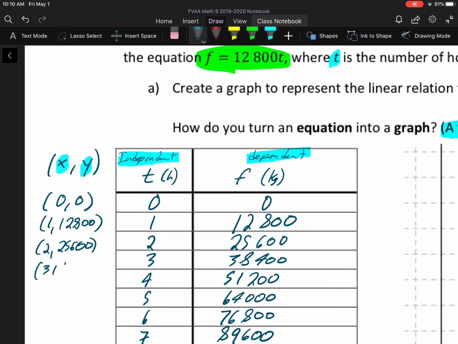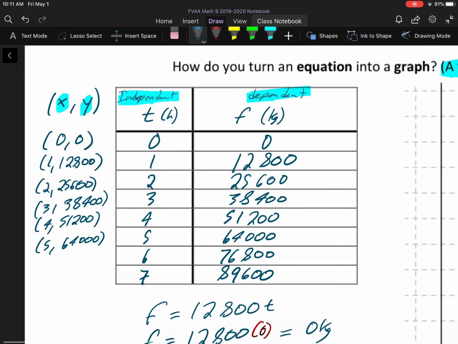3 and 38,400. 4 and 51,200. Oops. 5 and 64,000. 6 and 76,800, and 7 and 89,600. Okay, so here we have all of these points.